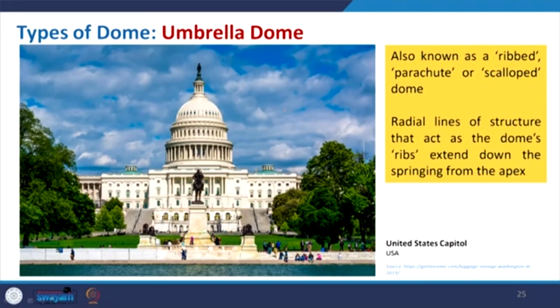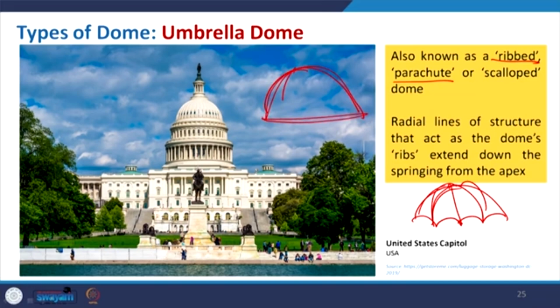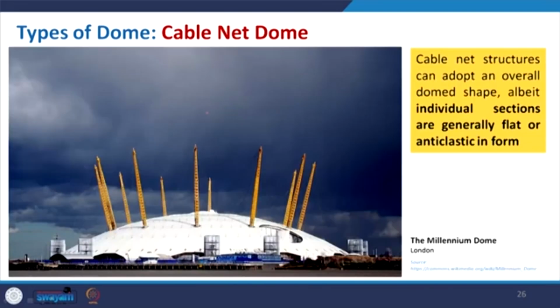Coming to the umbrella dome, it is also known as ribbed or parachute dome. What exactly is it? We know the form of a parachute is something like this, and also the umbrella. It starts with a very simple dome, and then the ribs guide it to take the form of this umbrella. If you take this example, this is the United States Capitol, an example of the umbrella dome.